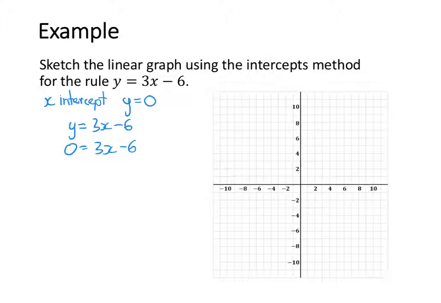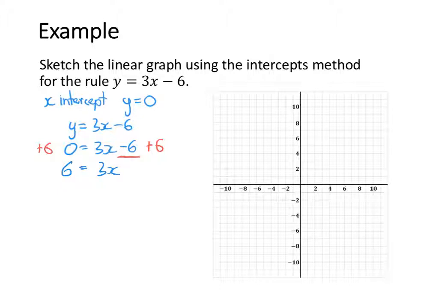So now I need to rearrange my equation so I can determine the value for x. Now the first step in rearranging the equation is to get rid of minus 6 from the right hand side, and I do this by doing the opposite of subtracting 6, which is adding 6. So I add 6 onto this side, add 6 onto this side. So my equation then becomes 6 is equal to 3x.